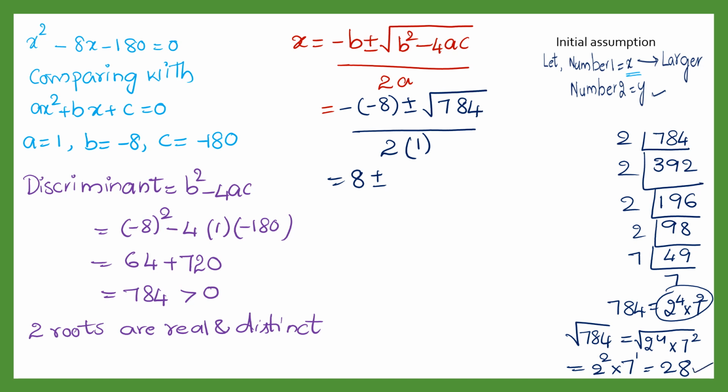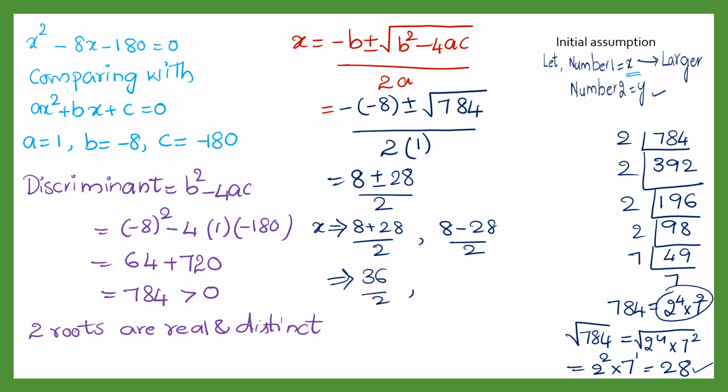Now, root of 784 you got as 28. So, 8 plus or minus 28 by 2. So, the two roots are what? 8 plus 28 by 2, and the other root is 8 minus 28 by 2. Now, 8 plus 28 is what? 36. 36 by 2. The other one is 8 minus 28 means minus 20 by 2. Now 2 into 36 is 18, comma minus 10. So you got two roots which are 18 and minus 10.